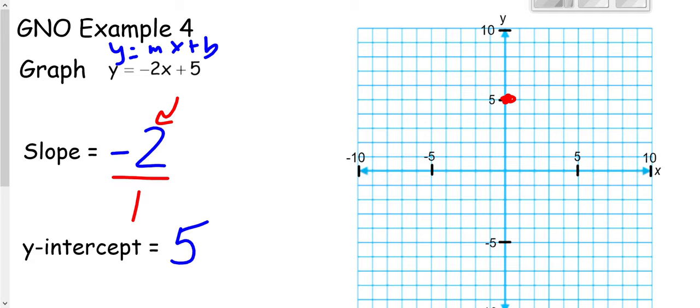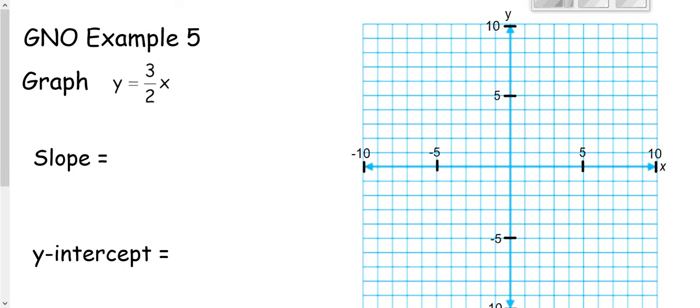Where am I going to go from that 5? Down 2, over 1. And we keep going, down 2 over 1, over and over and over. And then we go backwards. What do I mean by going backwards? Where are we going to go? Going to go up 2, back 1. So we've got all of our points. Let's draw our line and put our arrows on the end. And we have our linear function.